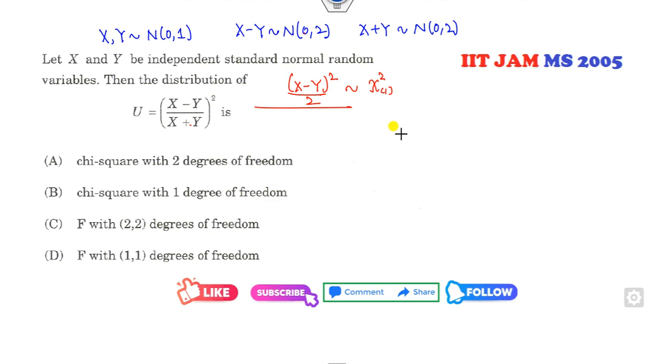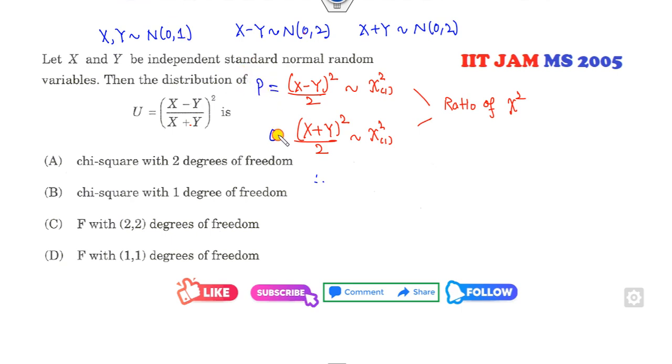Clear? Similarly, if you look at the denominator part, (x plus y) whole square divided by 2 also follows the chi-square distribution with 1 degree of freedom. Now the ratio of the two chi-squares: if I call this p and this q, then p divided by its degree of freedom over q divided by its degree of freedom will follow the F distribution with 1, 1. That is the right answer.